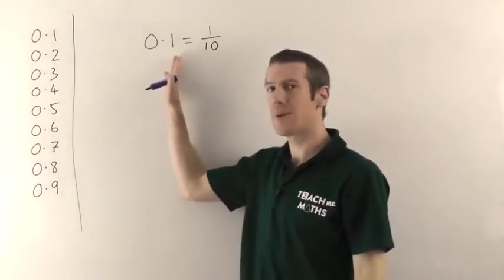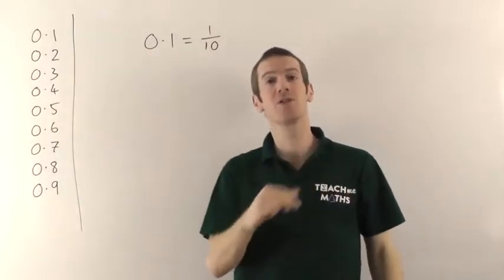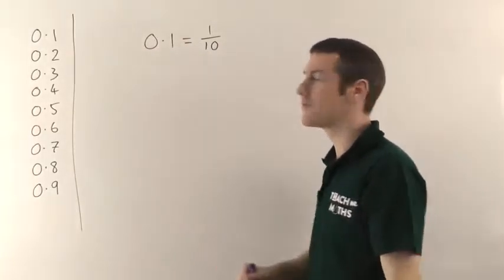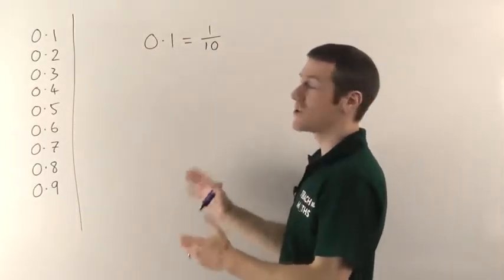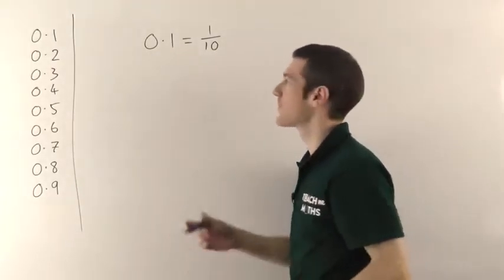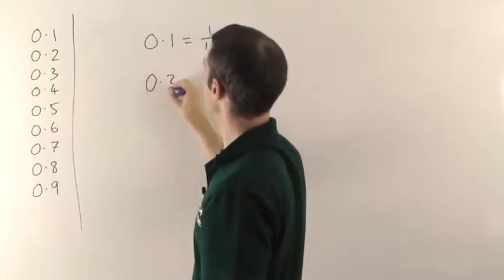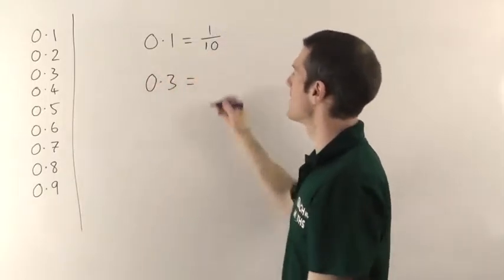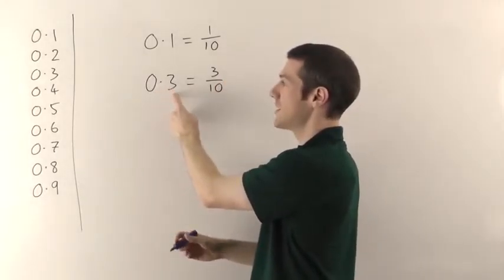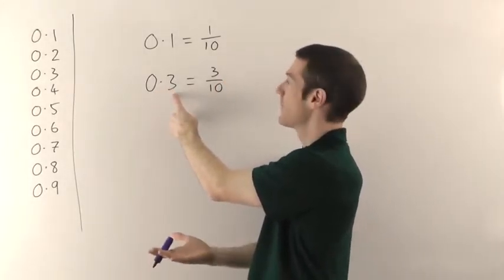If you're not sure about place value, the whole columns thing, go and watch the place value video, and that will lay them all out for you in a way that hopefully you'll be able to remember. But the point you need to appreciate here is 0.1 is 1/10 by definition. Equally, if I've got a decimal like 0.3, that would be 3/10. I've got no units and 3/10. It's in the tenths column.